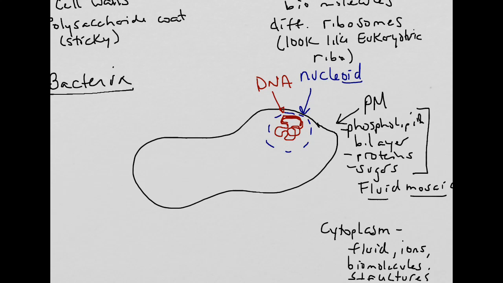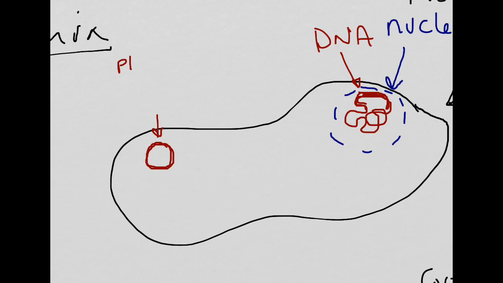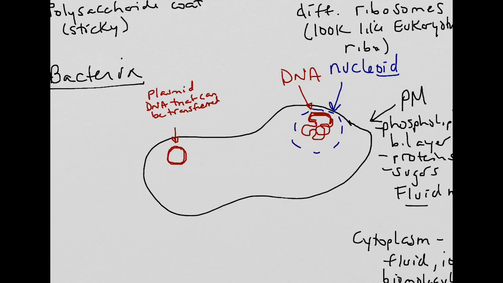The reason I want to draw it looking different is because bacteria also have another type of DNA called a plasmid, and I'm going to draw this one perfectly round here. That's the plasmid. This is more DNA, but plasmid is DNA. I'm going to redraw that, make this a little bit bigger. A plasmid is DNA that can be transferred. All right. So that's there.